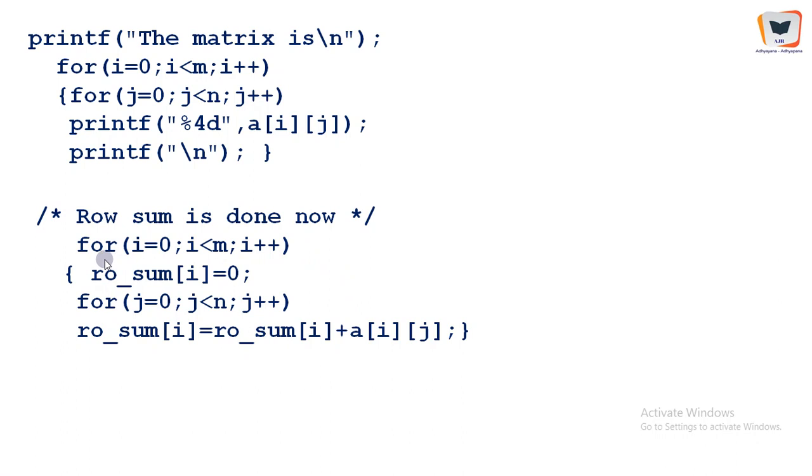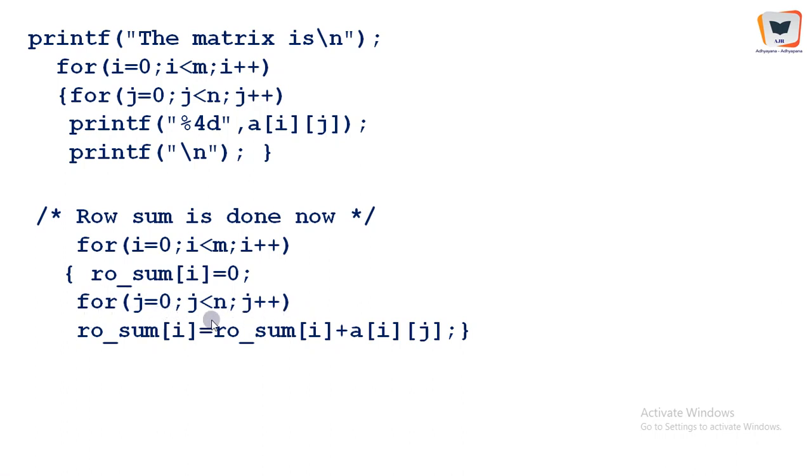This is row sum. For i equal to 0, since there are m rows, the outer for loop should go from 0 to m, that is i equal to 0, i less than m, i plus plus, because there are m rows and every row is different. Therefore this will act like an accumulator. Row sum i, that is row sum 0, is the first element of row sum, which brings in the sum of the elements along row 0. So row sum equal to 0.